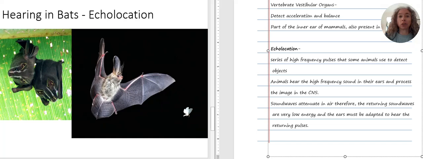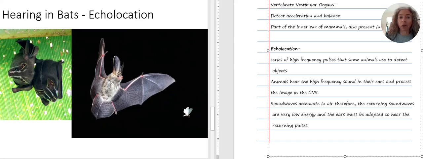This system is used in nocturnal animals or animals that forage over a wide range. The high-frequency sound can be emitted from the larynx or the nose and pulsed in rapid succession. The animal can hear the high-frequency sound in their ears and actually process an image in the central nervous system. Sound waves attenuate in the air, therefore, the returning sound waves are very low energy, and the ears must be adapted for hearing the returning pulses.